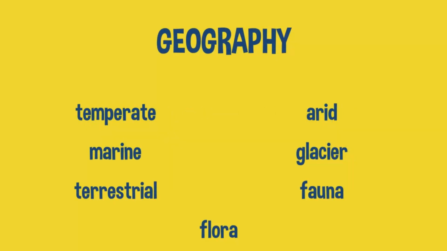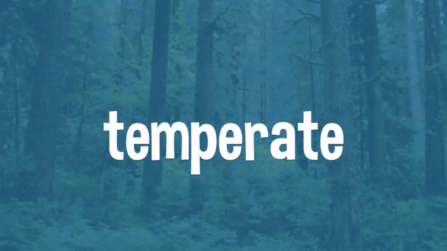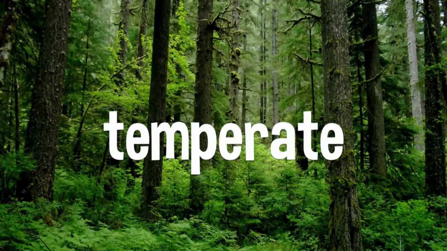So in this lecture we're going to be looking at words connected with geography. And here are your 7 words: temperate, arid, marine, glacier, terrestrial, fauna, and flora. And here's your first word: temperate. A temperate climate is rarely very hot or very cold. It's in the middle. It's warm, it's mild, it's not cold, it's not hot, it's in the middle.